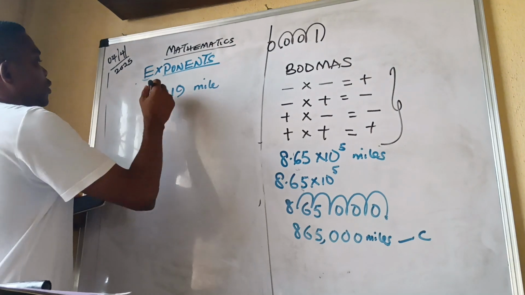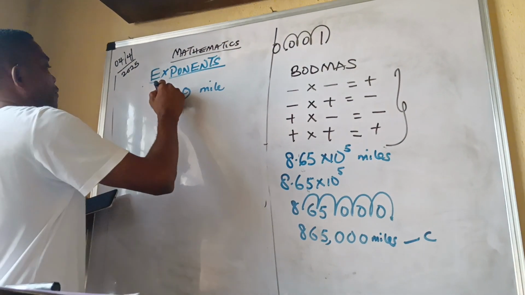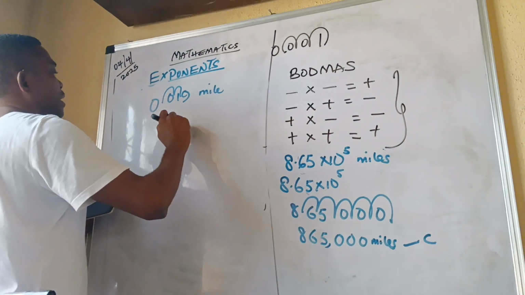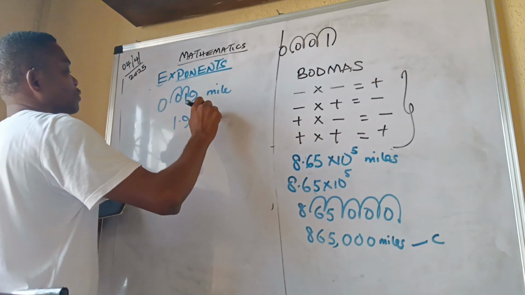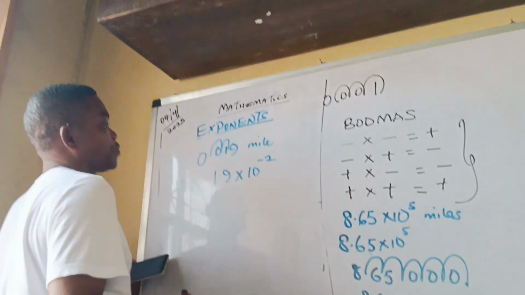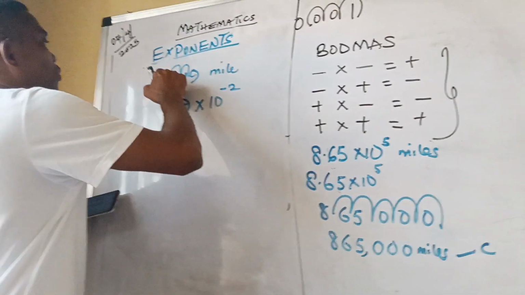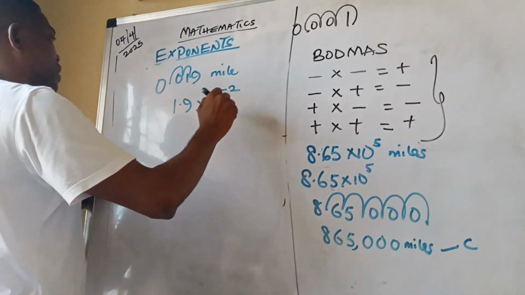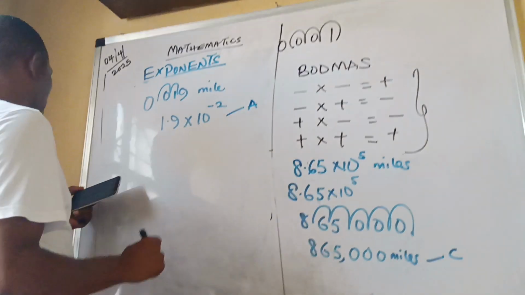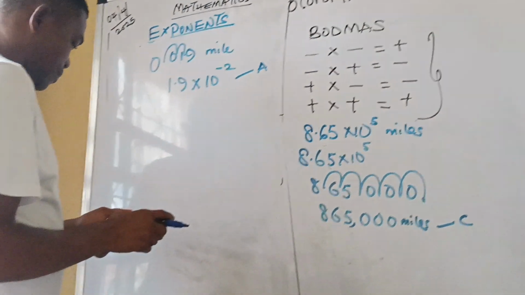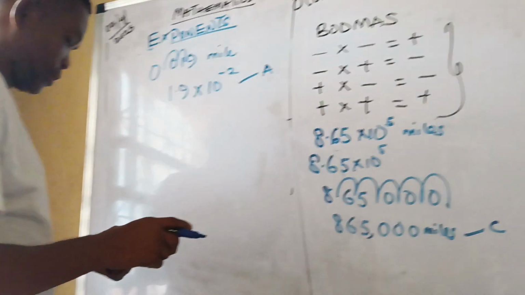So what do you do? You move your decimal forward 1, 2. So you end up having 1.9. How many times have we moved it? 2 times, but it's a negative value. So 1.9 times 10 to the power minus 2. We moved it twice. 1, 2, 1.9. And the correct option there is option A.